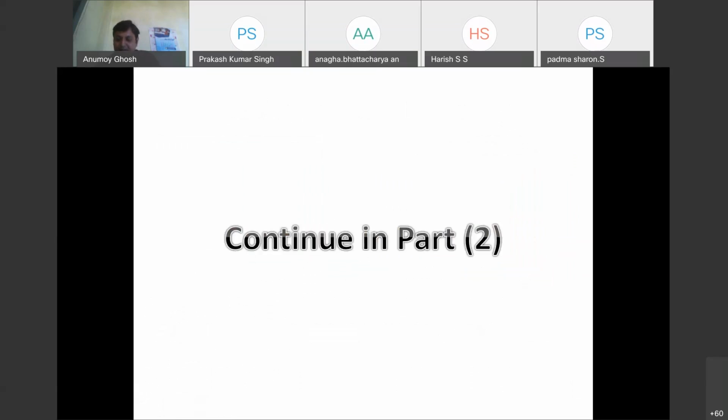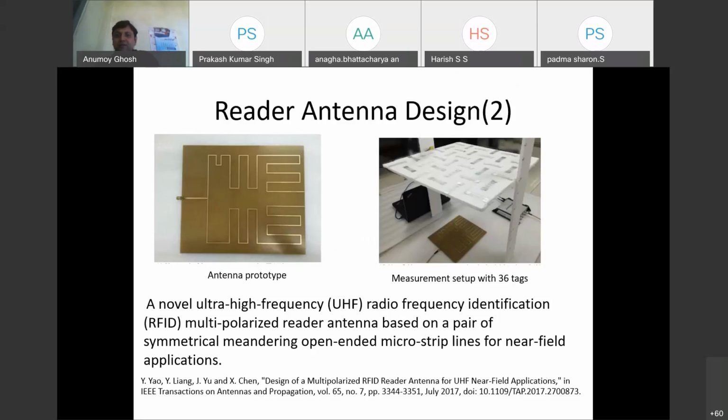I'll continue in the second part and talk about the vehicle management system as a whole with the RFID system the next day. So till now, do you have any questions? If yes, then you can ask me. If you have any questions, you can ask me, or you can ask me after I finish the lecture.